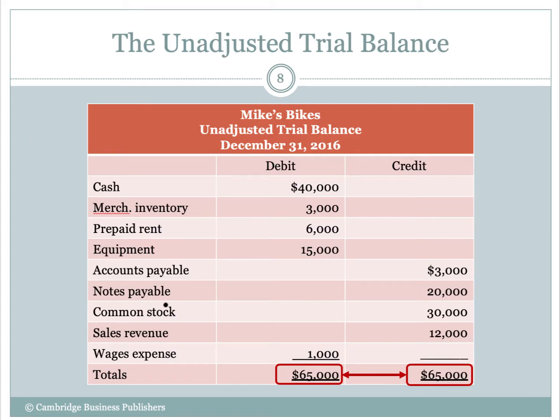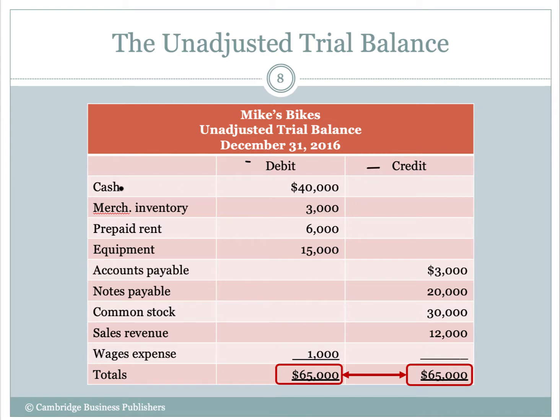So we have to do some adjustments, okay? So what we see here is an unadjusted trial balance. All a trial balance is, regardless if it's unadjusted, adjusted, or closing trial balance, it's all the same thing. It's all a list of accounts with their balances. Okay, so we see here that we have a debit column and we have a credit column.